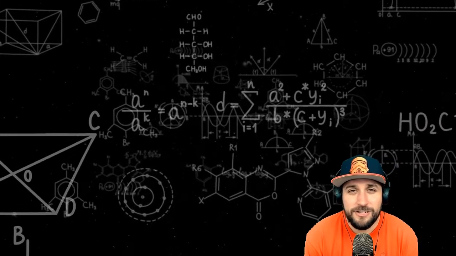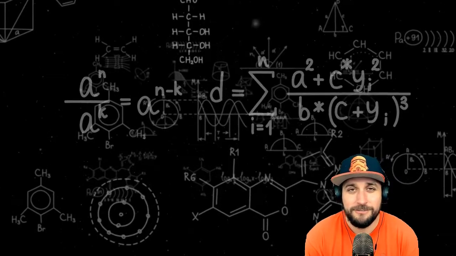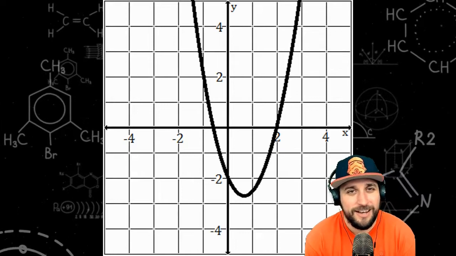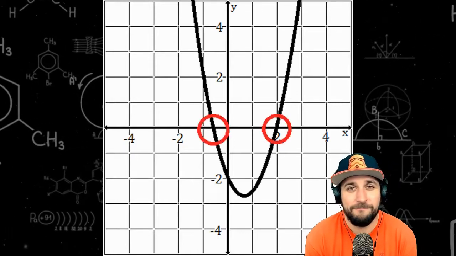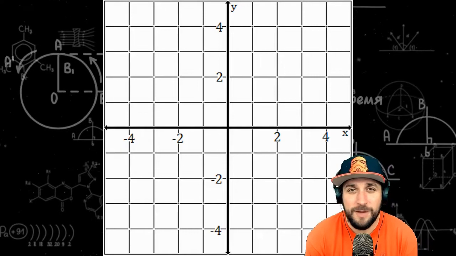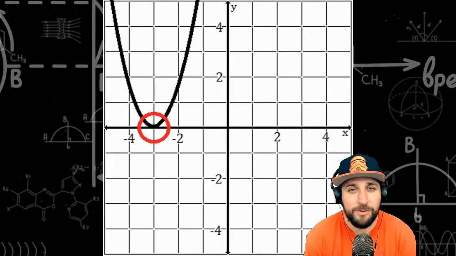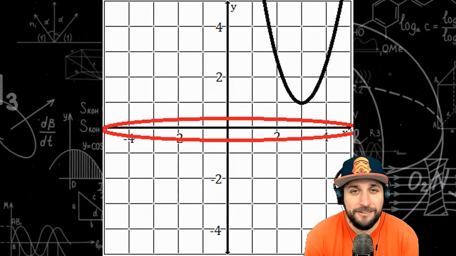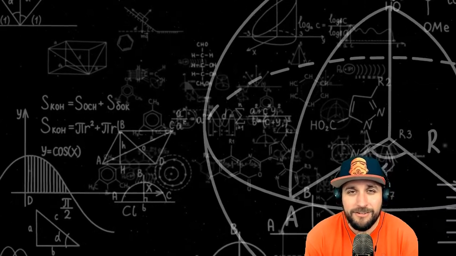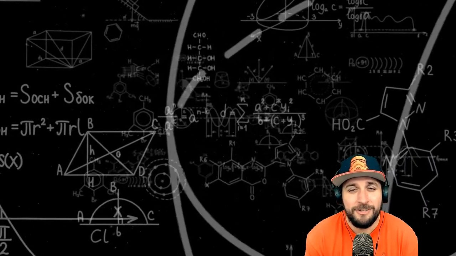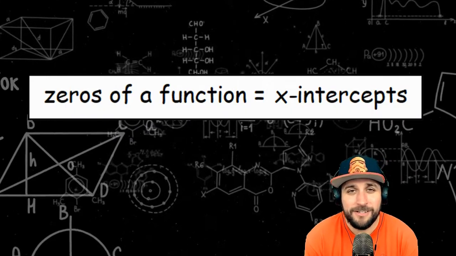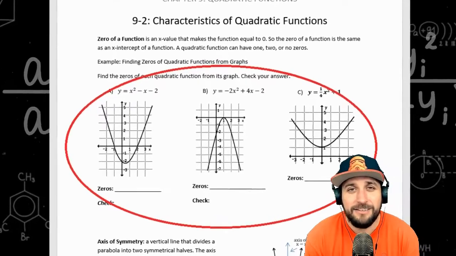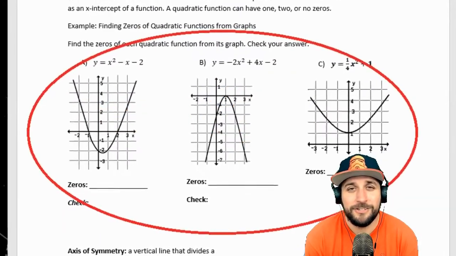Quadratic functions can have 2 zeros, 1 zero, or no zeros. If it has 2 zeros, that means the parabola crosses the x-axis twice. So on this one, I'd have 2 zeros, one there and one there. It could also have 1 zero if it just barely touched the x-axis, like on this parabola. Or I could have no zeros if my graph never crossed the x-axis at all, like on this one. So to find the zeros of a function by looking at its graph, we just need to find the x-intercepts of that function. So on our notes, on examples A, B, and C, see if you could find the zeros of all of those functions.